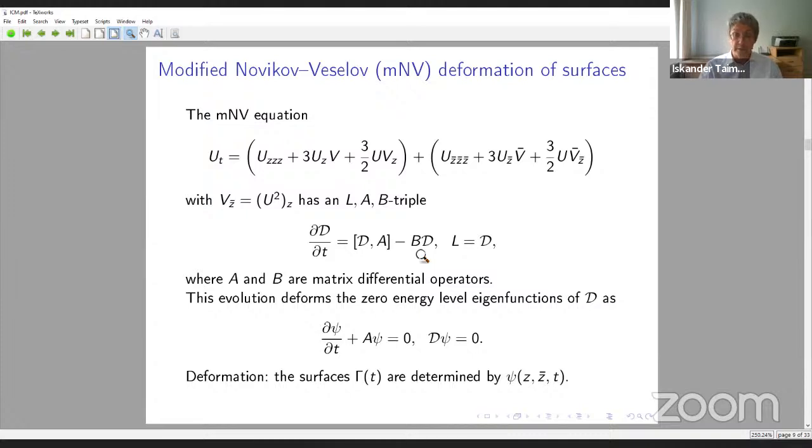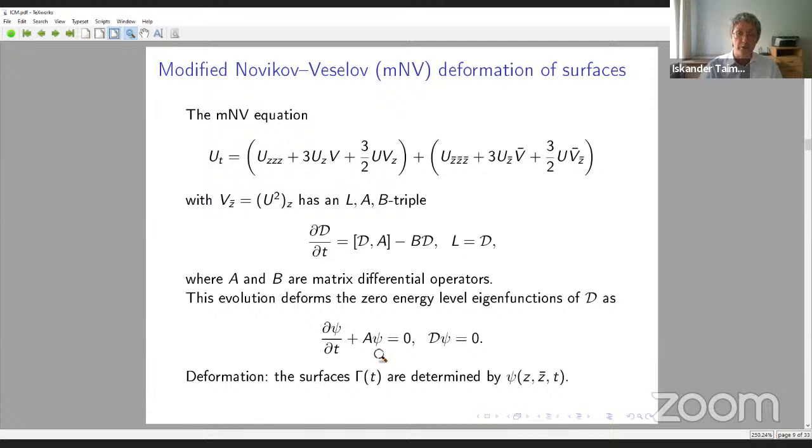But what is the similarity with the Lax representation? The similarity is the following. The evolution deforms the zero energy level of eigenfunctions of D, as in the case of the Lax representation. But that's only valid for the zero energy level. If Dψ equals 0, but in this two-dimensional operator there are plenty of such functions, then starting with ψ which satisfies this equation, dψ/dt plus Aψ equals 0.